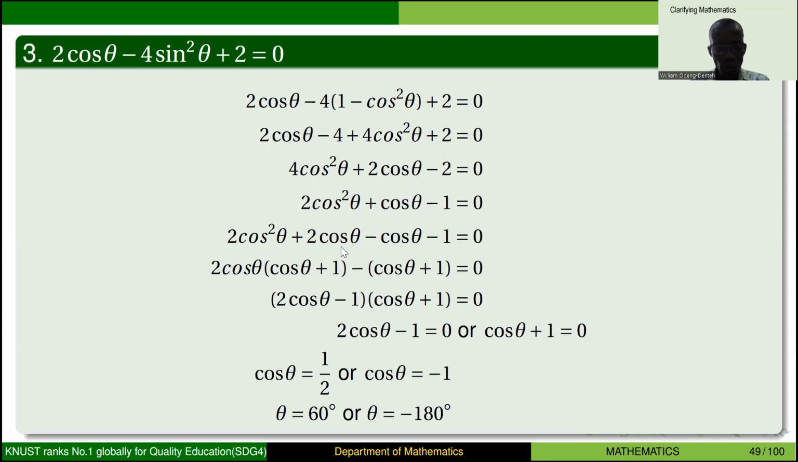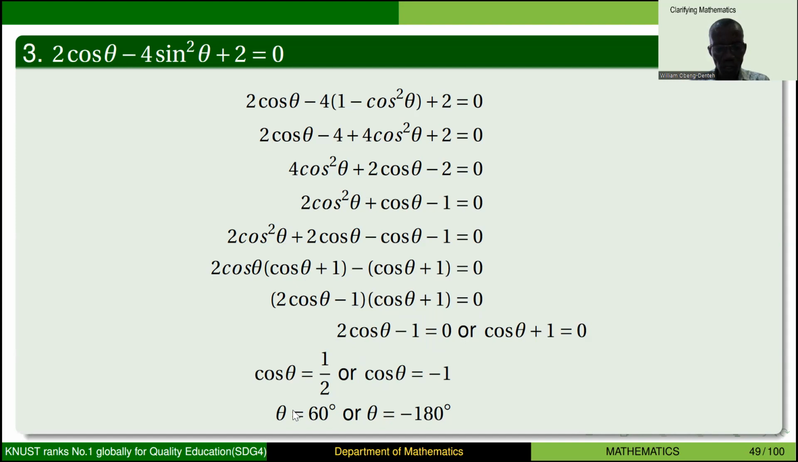So cos is common here and 2 is common there, so we can do the factorization. 2 cos theta, cos theta plus 1, and then minus cos theta plus 1. This is common, that is common, so that comes out, and then 2 cos theta minus 1. So we get this. Now either this expression is equal to 0 or that expression is equal to 0, and that's what we have over here. So cos theta is half or cos theta is negative 1.